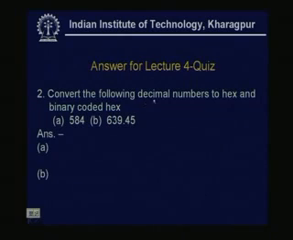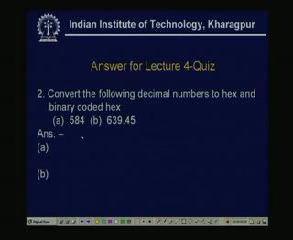The next one is to convert the following decimal numbers to hex and binary coded hex. The first one is 584. If I want to convert this to a hexadecimal number, we know we have to divide it by the radix, and here the radix is 16.